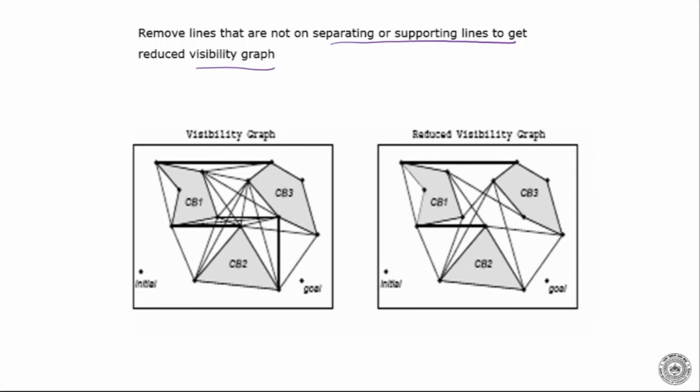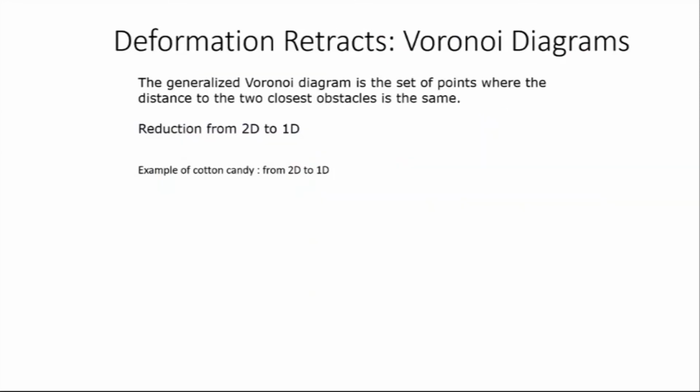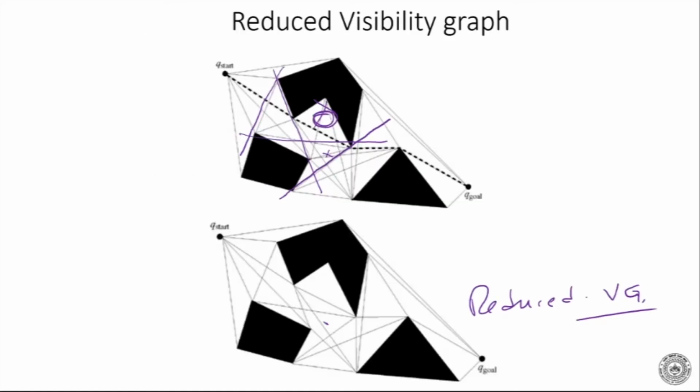Okay, so this is also another example which is showing you a visibility graph. This is showing a reduced visibility graph. Okay, so you can see all unnecessary lines have been removed here. Now, the visibility graph method is a very simple method to find the roadmap and then to take you from one point to another point, as we can very easily find which obstacles to avoid. Okay, so this is a very interesting and very easy method.